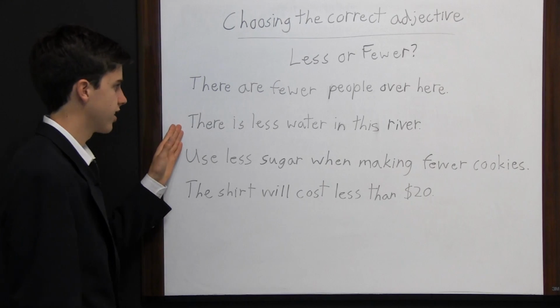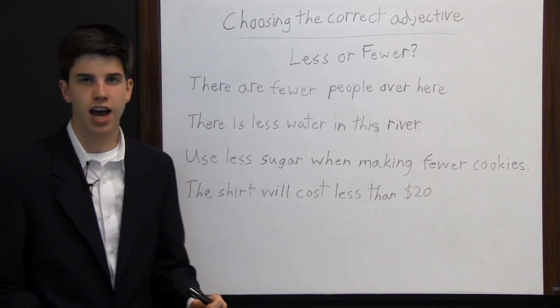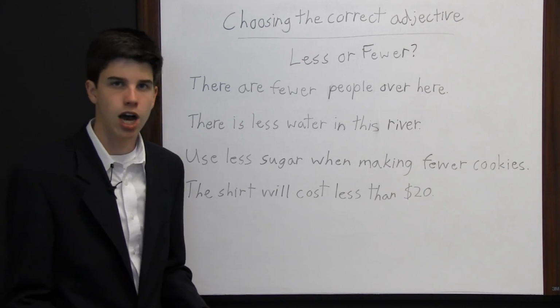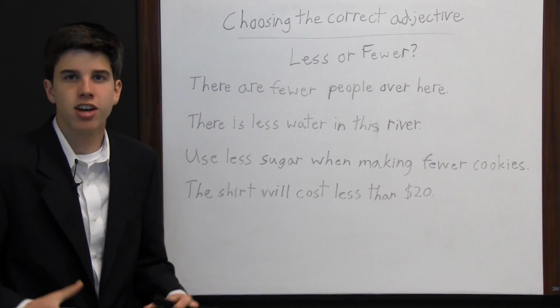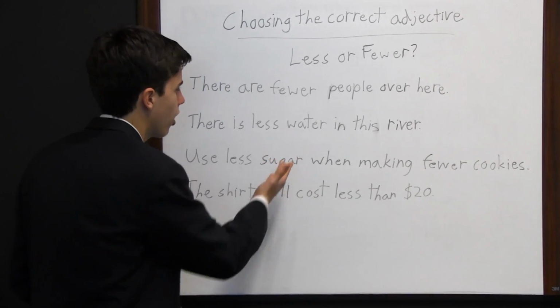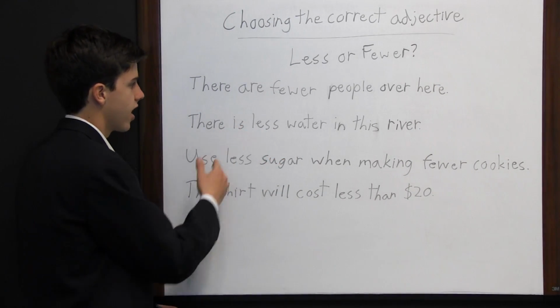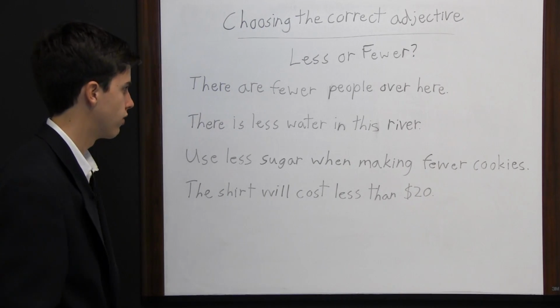This sentence says there is less water in this river. Now, you could argue that water is something countable, because you could think, oh, you can count water in gallons of water. But we're not talking about gallons of water. We're just talking about water in general, and water is not something that's countable. So we use the adjective less. There is less water in this river.